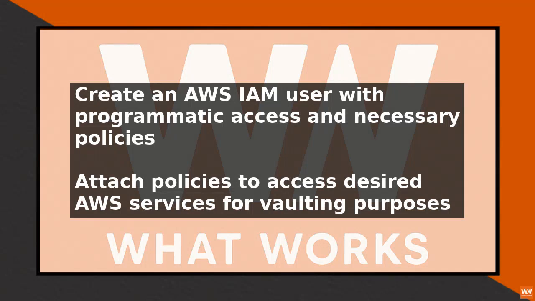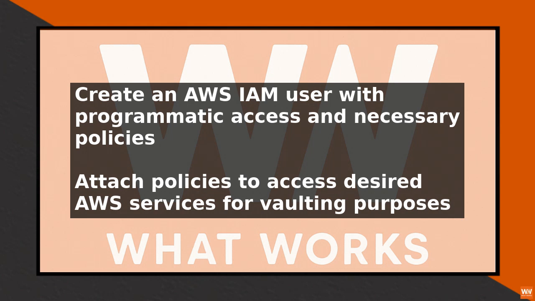To vault AWS Auth, you need to understand the basics of AWS authentication and HashiCorp Vault. Vault is a tool that securely stores and manages sensitive data such as passwords and API keys. First, create an AWS IAM user with programmatic access and attach the necessary policies to the user. The policies should include permissions to access the AWS services that you want to vault.